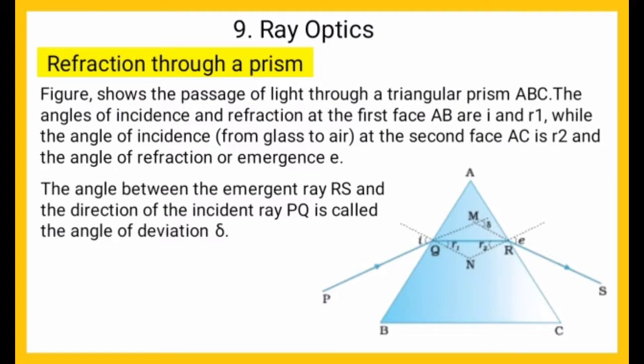Refraction through a prism. The figure shows the passage of light through a triangular prism ABC. The angles of incidence and refraction at the first face AB are i and r1, while the angle of incidence from the glass to air at the second face AC is r2 and the angle of refraction or emergence is e. The angle between the emergent ray RS and the direction of the incident ray PQ is called the angle of deviation. It is denoted by delta.